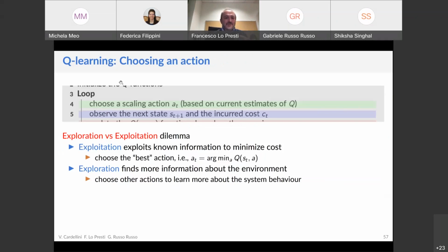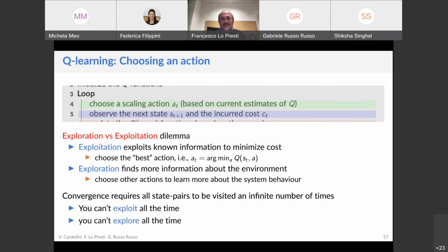So choosing an action in Q-learning requires solving the exploration versus exploitation dilemma. This is basically what Valeria said before. When we want to do something, we would like to do the action which minimizes our future costs. So I should exploit my knowledge to do what looks best according to my current knowledge. So I take the best action. But since I want to learn at the same time, I should also try something different sometimes, to explore.